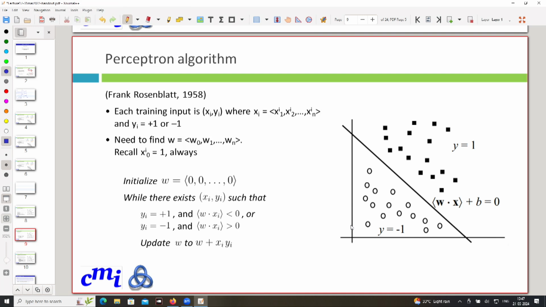If this training data point is being misclassified, so suppose it's a positive data point, but w dot x is strictly less than 0. Or it's a negative data point and then w dot x is strictly more than 0. Then what you do is that you update w. You add xi, yi to w.